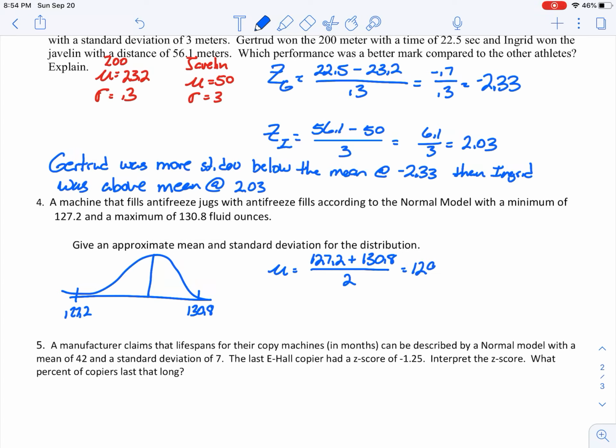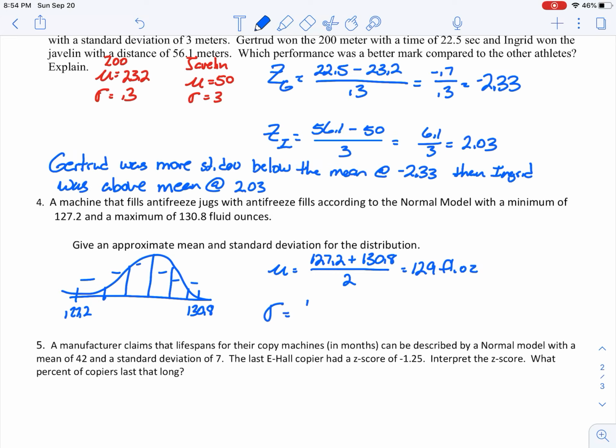129 fluid ounces. Standard deviation. What I have to remember is that in a standard normal curve, there are 1, 2, 3 standard deviations below, 1, 2, 3 standard deviations above. So there are 6 standard deviations equally split across here.